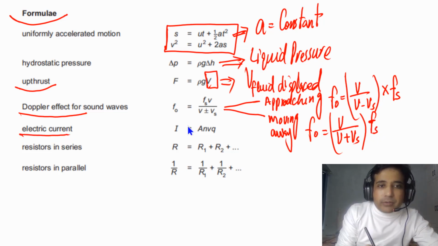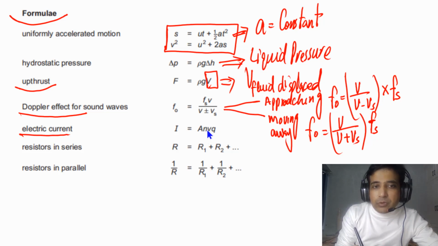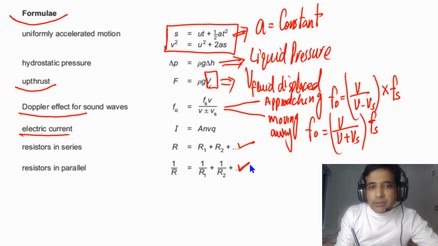Electric current. This formula is also very important. You need to understand what v is. v is the drift velocity, n is the number density, q is the charge on a single charge carrier, and A is the cross-sectional area. And these two are some basic formulae. When resistors are connected in series, you can use this one, and when resistors are connected in parallel, you can use this.